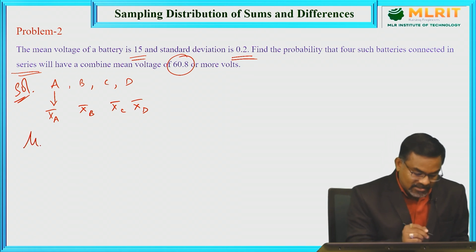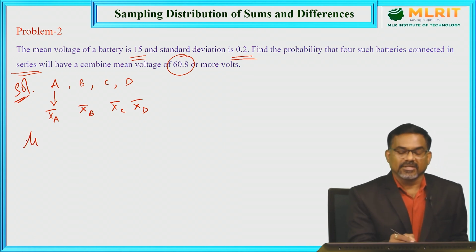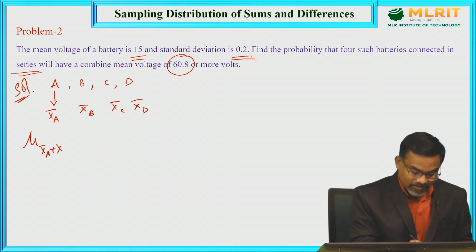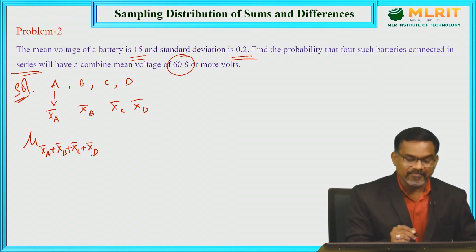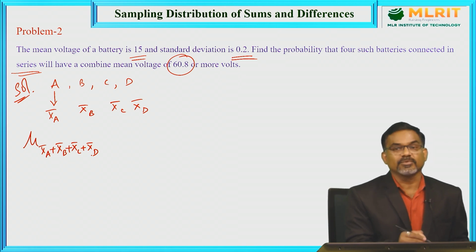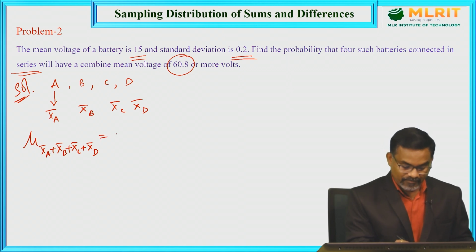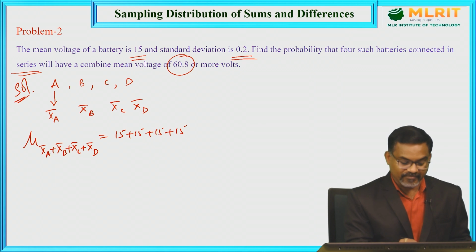So the mean of sum of 4 batteries, so that means x bar A plus x bar B plus x bar C plus x bar D. This comes under sampling distribution of sums. So the mean of sum of 4 means is equal to 15 plus 15, each one is having 15, which is 60 volts.